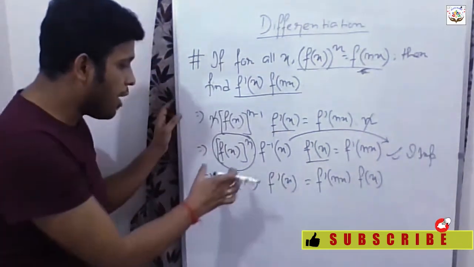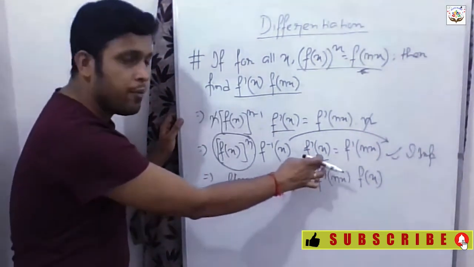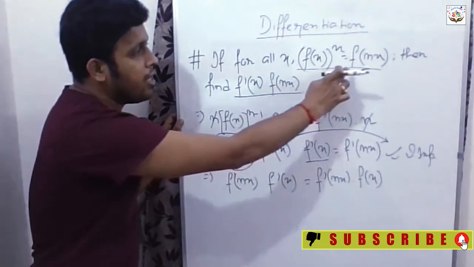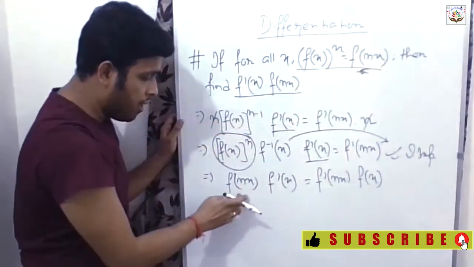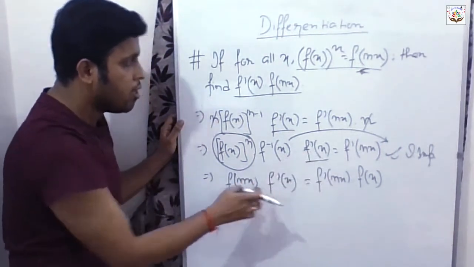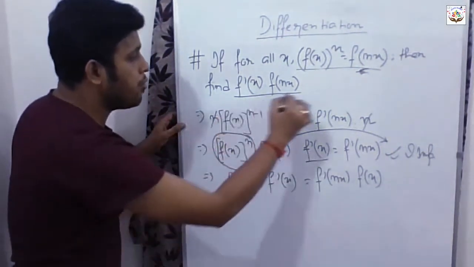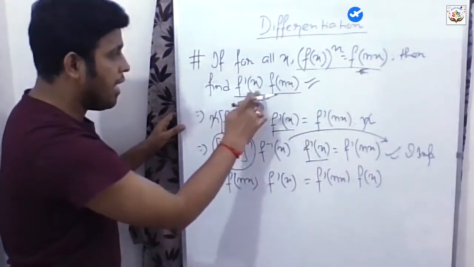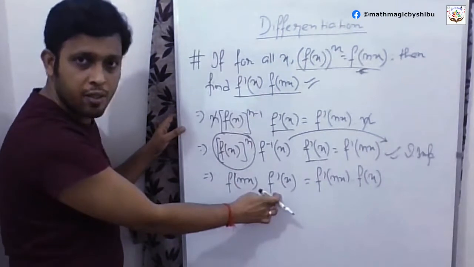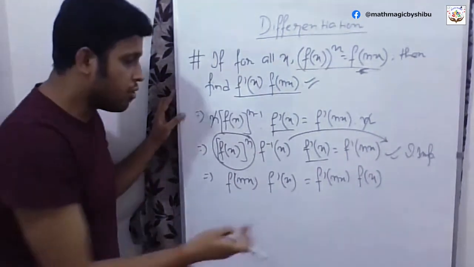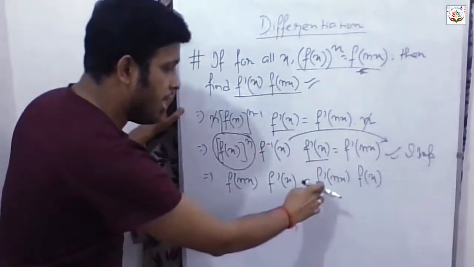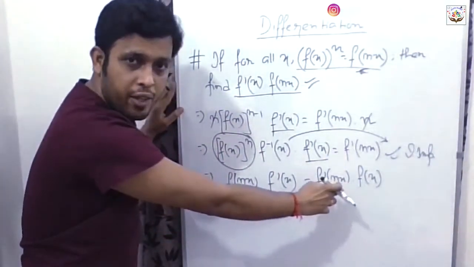And in the left side, we have (f(x))^n and f'(x). So instead of (f(x))^n, we can definitely write f(nx). So we have written f(nx) and just put f'(x). So in the result, what we need to find is f(nx) into f'(x). So what is the value? This is the value of the given question: it is f'(nx) into f(x), right?